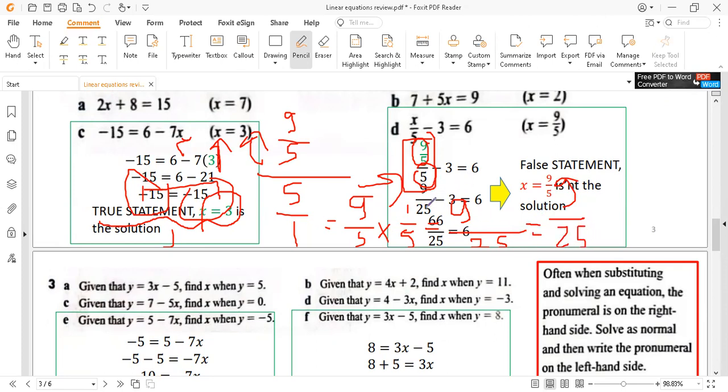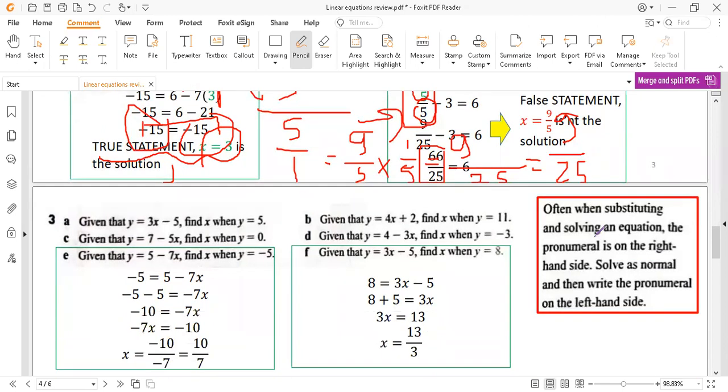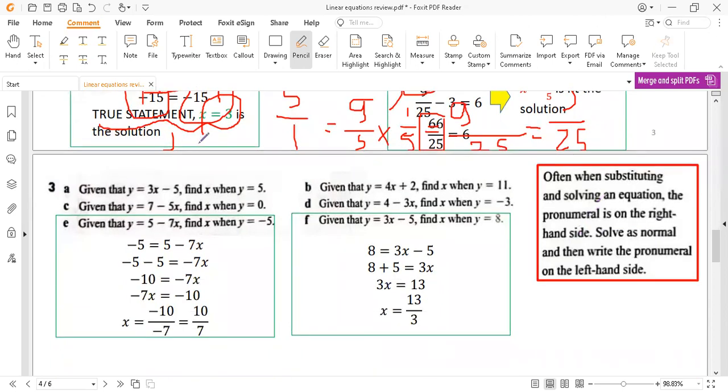So 9/25 minus 3 should equal 6. If we calculate the left-hand side of the equation, we obtain minus 66/25, which is very different from 6. So we have a false statement. Then we can say that 9/5 isn't the solution of our equation. We say the solution, not a solution, because any linear equation has a unique solution.